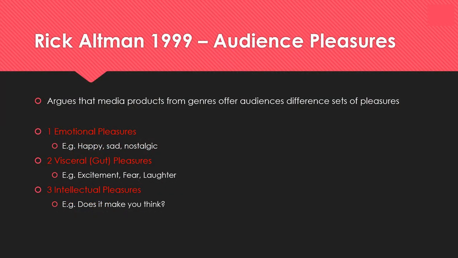So the first kind of theory to think about is Rick Altman's audience pleasures theory. And what he basically did was he argued that media products from a particular genre offer audiences a different set of pleasures. So his 3 categories were emotional, visceral, and intellectual pleasures. And he's basically saying that people choose to watch any of the different things for those reasons. So a media product will always fall into those 3 categories, is what he's saying.